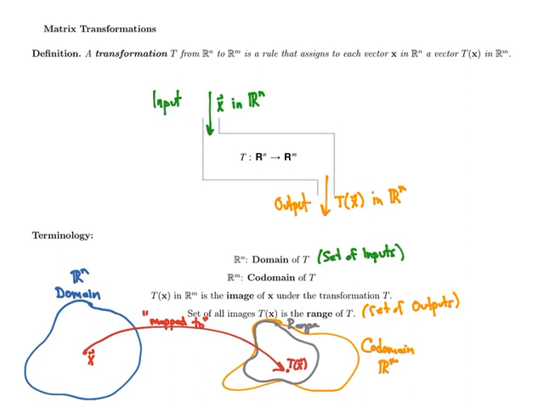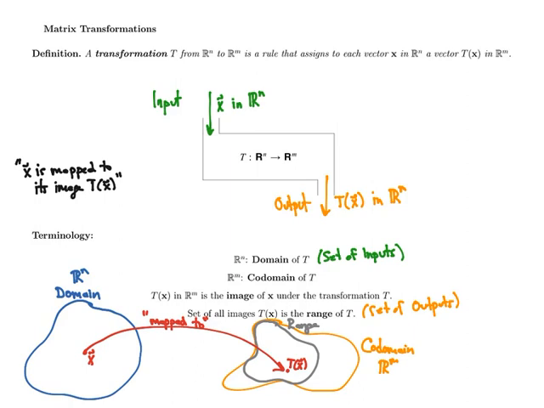Some terminology again. We say that T of x in R^n is the image of x under the transformation T. We say x is mapped to its image T of x. Let's write that down too. Say that x is mapped to its image T of x. And the set of all images is going to be called the range.